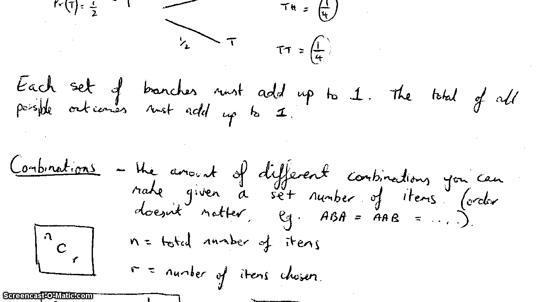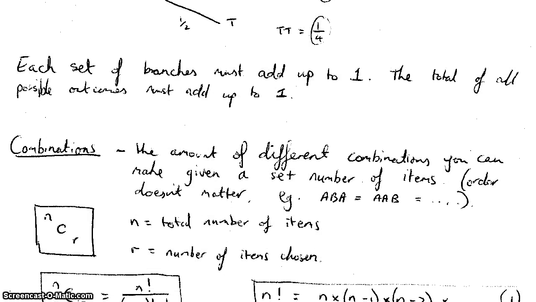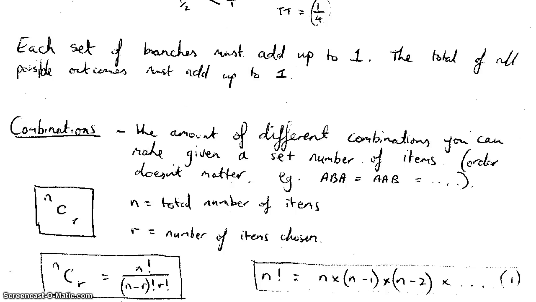Do you remember this nCr from other years? n is the total number of items, r is the number of items chosen. And nCr is equal to n factorial over (n minus r) factorial times r factorial, where n factorial is just n times n minus 1 times n minus 2 times n minus 3, all the way down until we get to 1. So 10 times 9 times 8 times 7, or whatever it is.